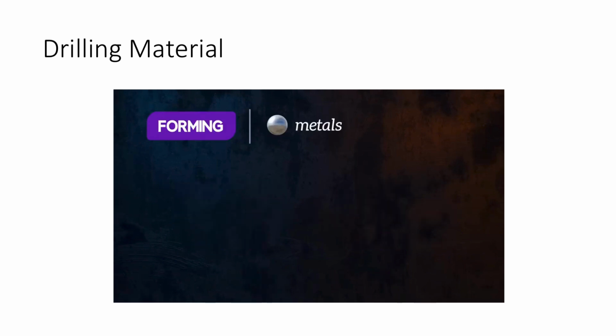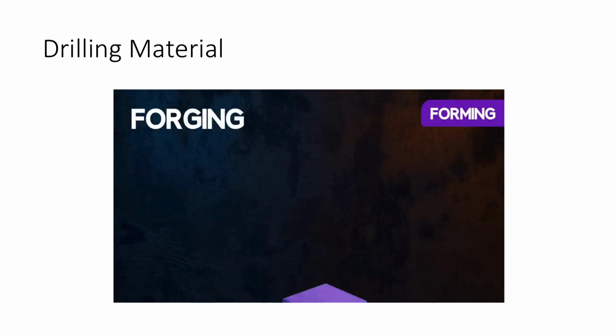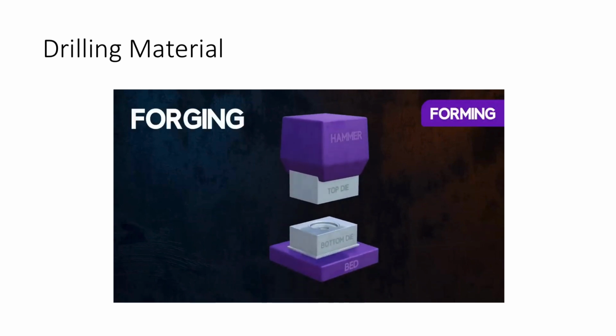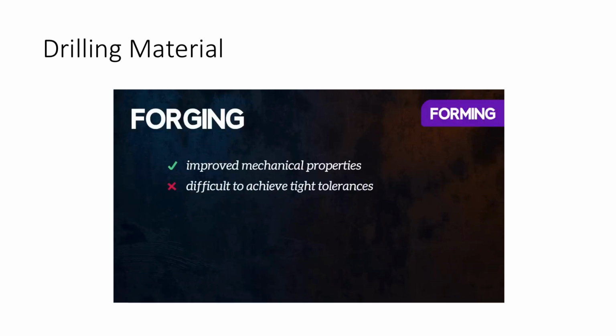3 common forming processes are forging, rolling, and extrusion. Modern forging is done using machines. Enclosed die or impression forging. The metal is placed between top and bottom closed dies. Repeated strokes from the hammer are used to cause the metal to flow into the shape of the dies. Objects produced using forging can have improved mechanical properties compared to objects which are cast, but it can be difficult to achieve tight tolerances using forging, and the required equipment can be expensive.